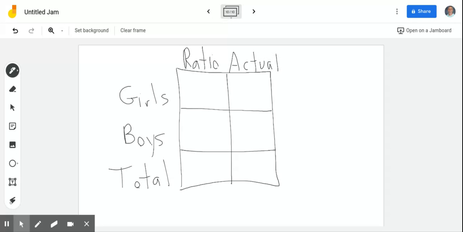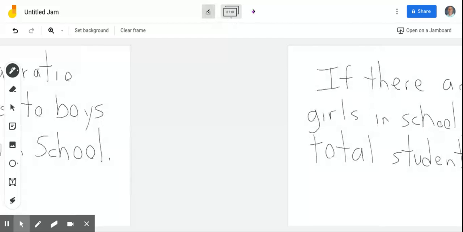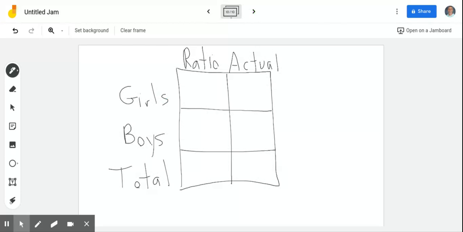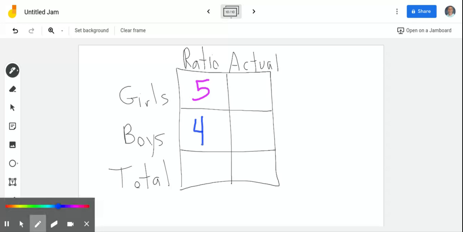Okay, let's go back a few frames here. It said 5 to 4 ratio, 5 to 4 girls to boys. So in the girls column, we got 5. In the boys column, we got 4. The total, add those two numbers up, 5 plus 4 is 9.